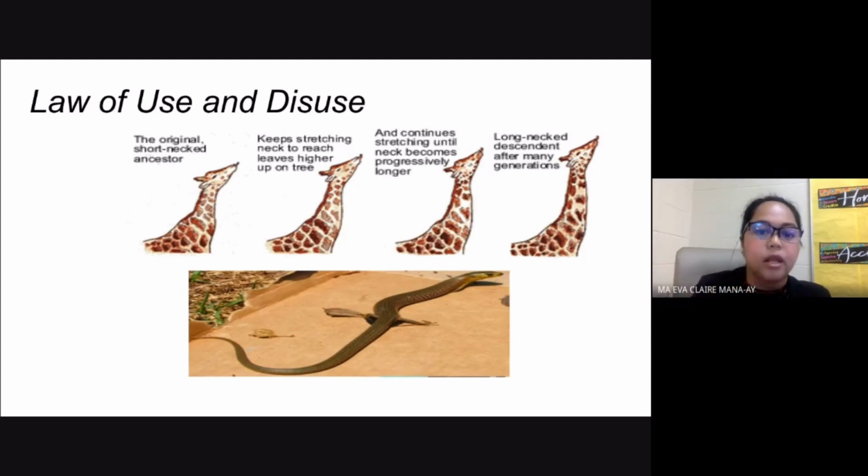Then, of course, you have Lamarck with his law of use and disuse. The more you use a certain body part, the stronger it becomes. The less use you give to that certain body part, the weaker and smaller it's going to become. That's the law of use and disuse.